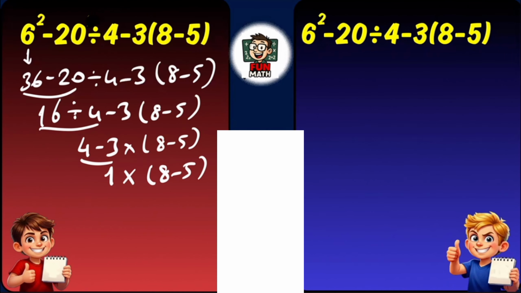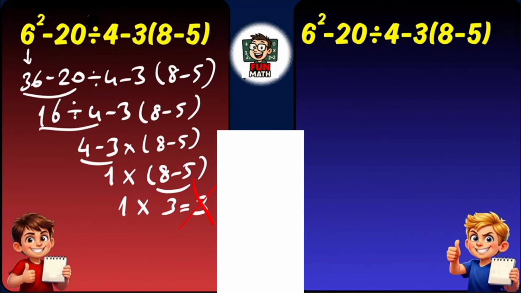Parenthesis: 8 minus 5 equals 3. Finally multiplication: 1 times 3 equals 3. If you solve the problem this way, you made a mistake. Because when solving the problem, we should have paid attention to the order of operations.